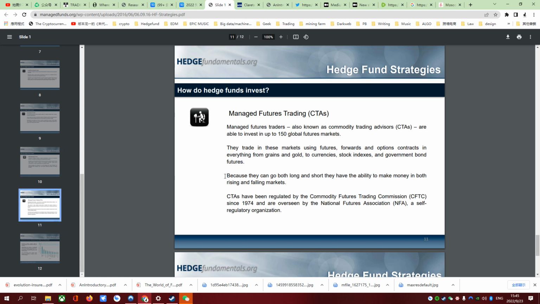And then the managed futures trading, CTAs. CTA is a really profitable strategy because it focuses on trading commodities as a sector, which typically provides very good volatility. And CTA is a good trading strategy that could really exploit that volatility and generate really good income, really good alpha.